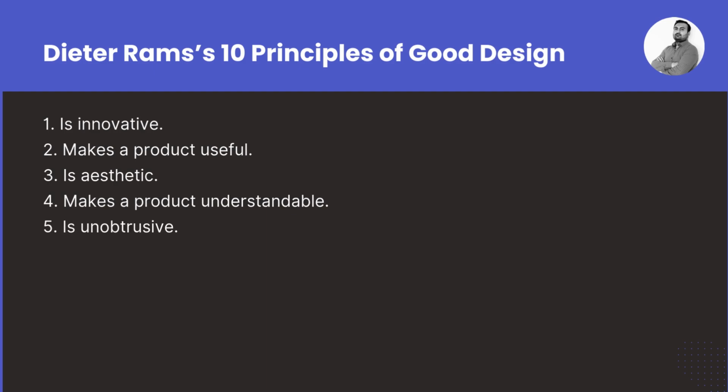Good design is unobtrusive. In UX, this means interfaces that support the user's tasks without interrupting them. Minimal modals, subtle tooltips, and clear CTAs that respect attention.